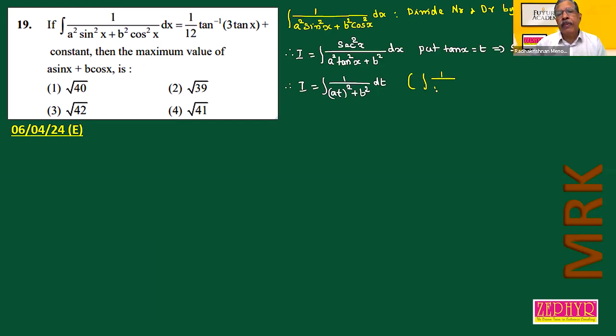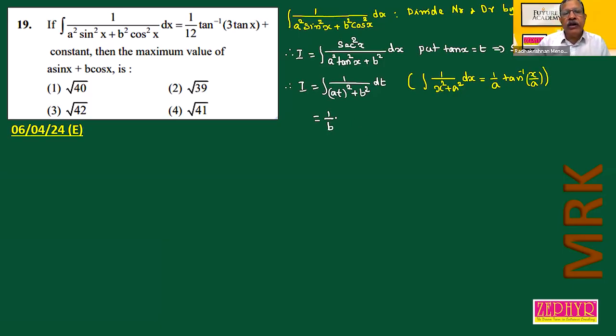Integral 1 by x squared plus a squared dx is equal to 1 by a tan inverse x by a. This is the formula you have to use for solving this question. So what are you getting now? In the place of a, it is b. So 1 by b. In the place of x, you have got at.